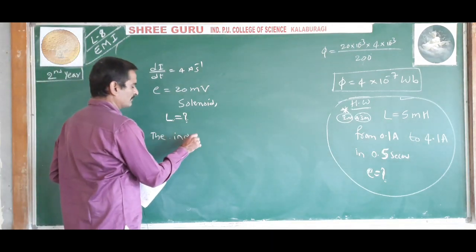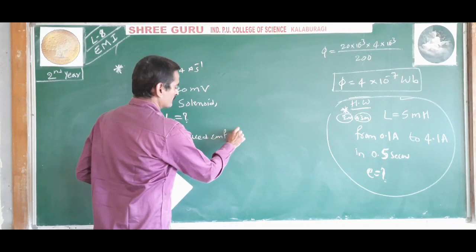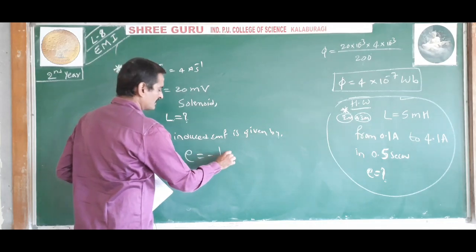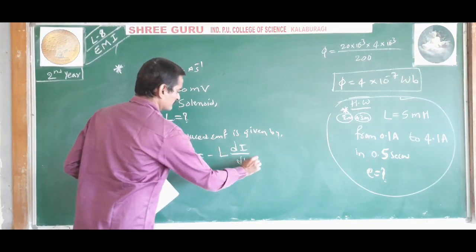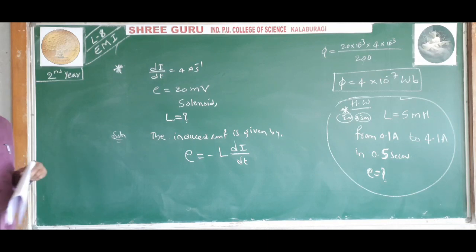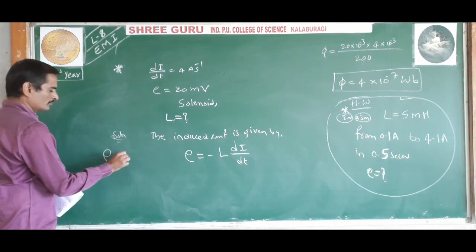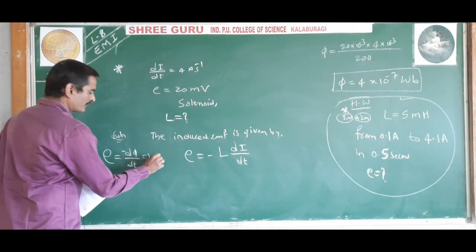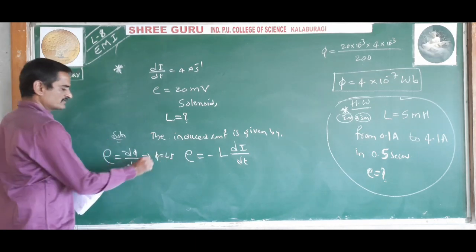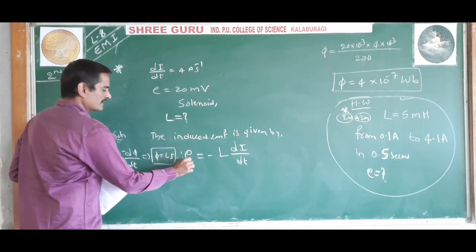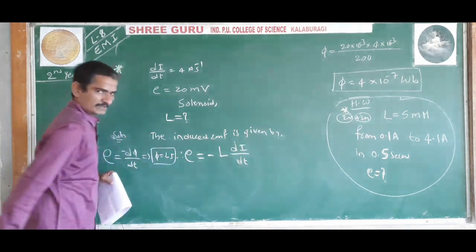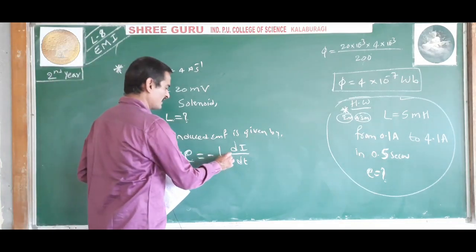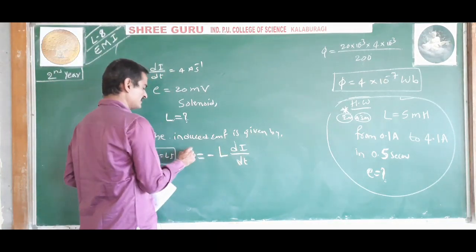The induced EMF is given by E is equal to minus L di by dt. You know this formula. Actually, E is equal to minus d phi by dt according to Faraday's law, and phi is equal to L into I. So, therefore, E is equal to minus L di by dt. You have derived all these formulas in the theory classes, where L is the self-inductance of the coil, di by dt is the rate of change of current and E is the induced EMF.